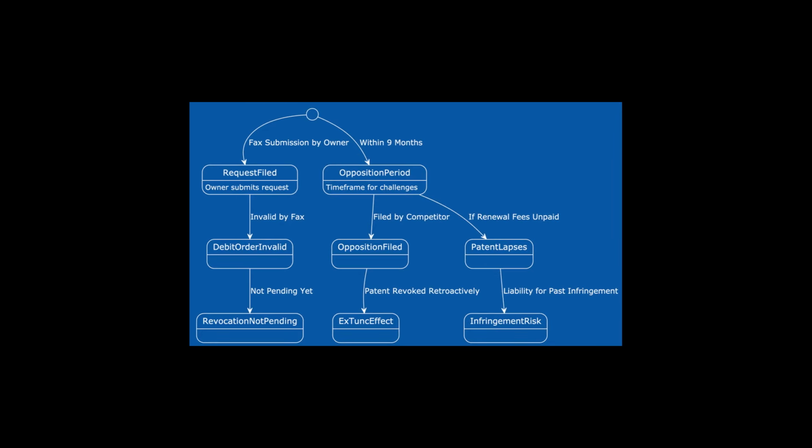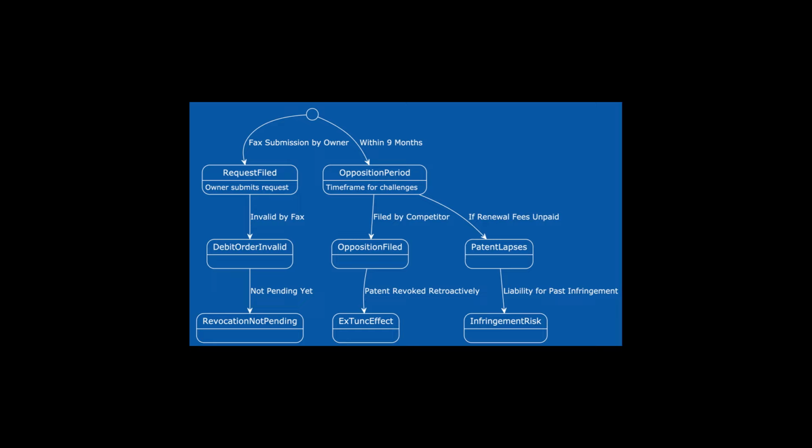Scenario. Company D wants to oppose EPC but finds that the patent owner has requested revocation via fax. No renewal fees have been paid in Germany. Key questions. A. What is the status of the revocation? B. Should Company D file opposition?